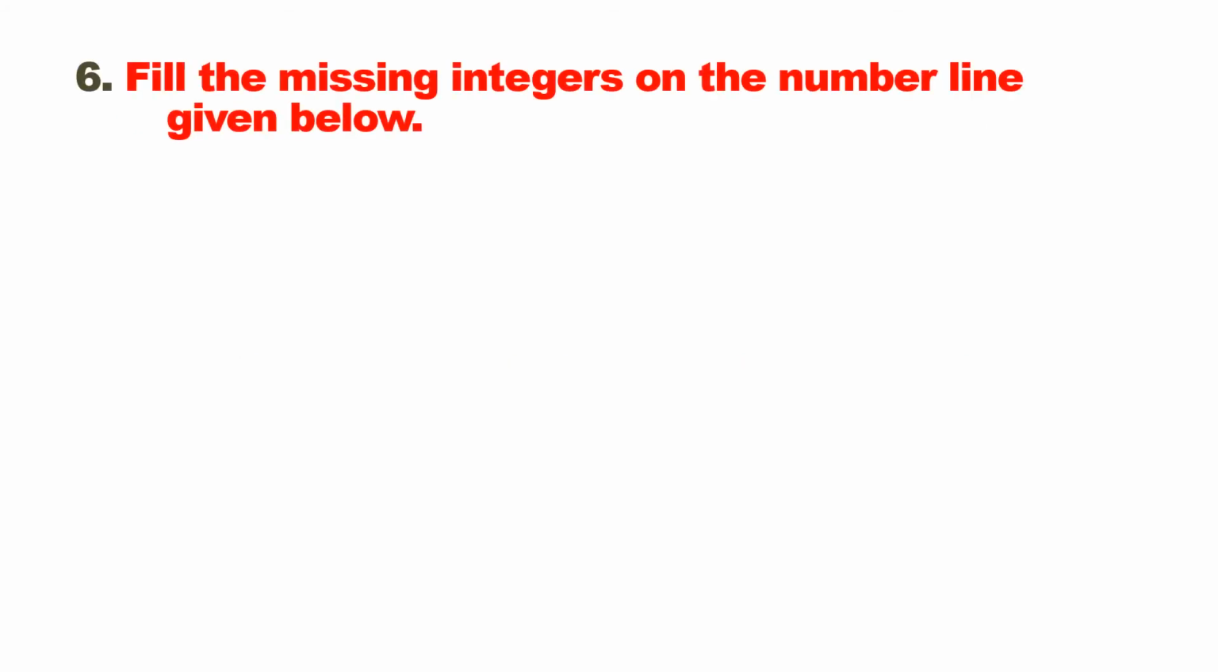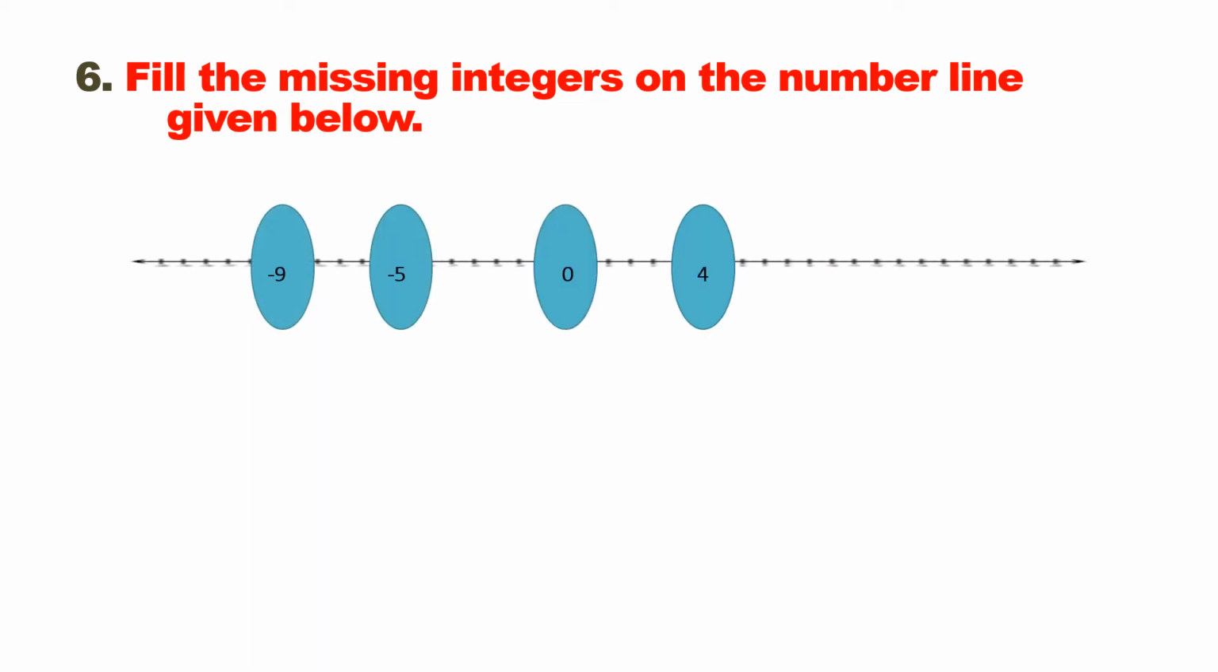So here is your next question. Fill the missing integers on the number line given below. Okay, here he will give a number line like this. This is your number line. You should represent the missing integers. Missing integers means the in-between integers.